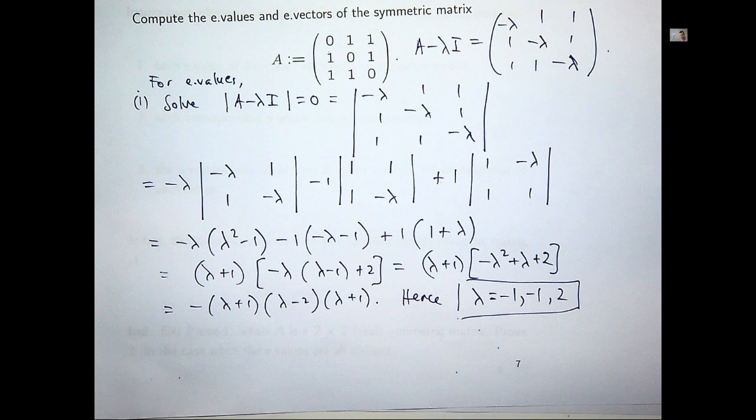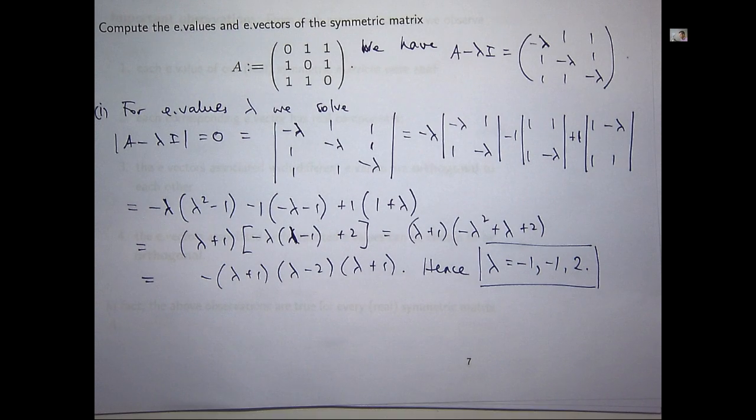Okay, now you can see that I've got a repeated root. Lambda equals minus 1 with a multiplicity. It's like a repeated root. So how do we cover that case? Well, let's discuss the case lambda equals minus 1 first. The case lambda equals positive 2 is reasonably straightforward.